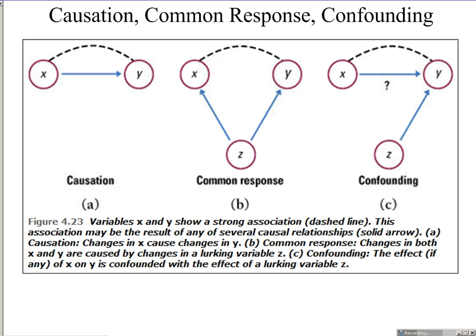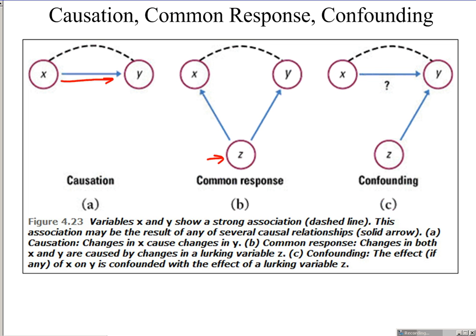In A, represents causation. Changes in X causes changes in Y. That's shown by this direct line right here. So not only are they associated, but it is determined that X causes the changes that we are measuring in Y. Common response. Changes in both X and Y are caused by changes in a lurking variable Z. So we know that X is associated with Y, represented by the dotted line, but this third variable Z is actually causing X and Y, the changes in each of those.